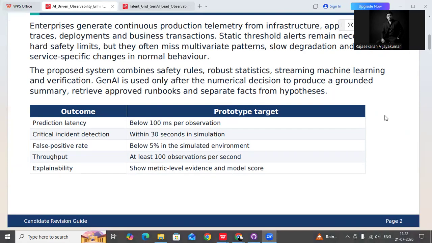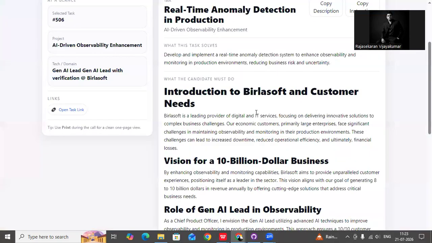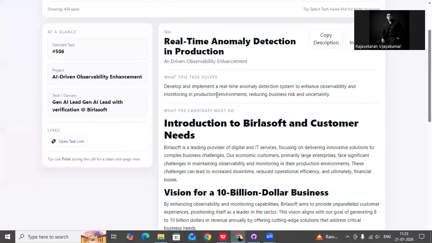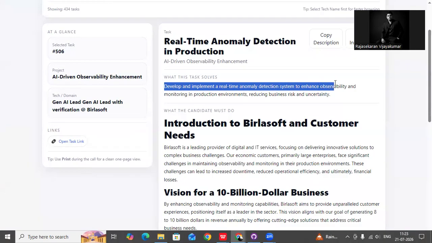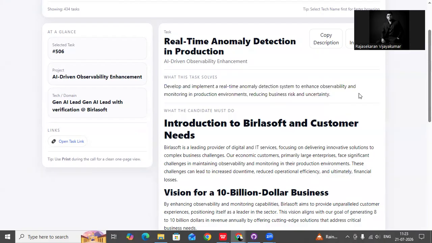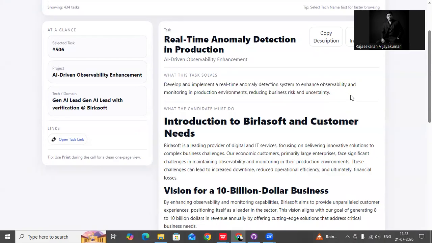There are certain outcomes and prototype targets around it. Before I get into this, let me give you a quick explanation of what exactly it is doing. At Birlasoft, there was an objective where an AI-driven observability enhancement had to be implemented in a real-time anomaly detection project. The requirement was to develop and implement a real-time anomaly detection system to enhance observability and monitoring in production environments, reducing business risk and uncertainty.